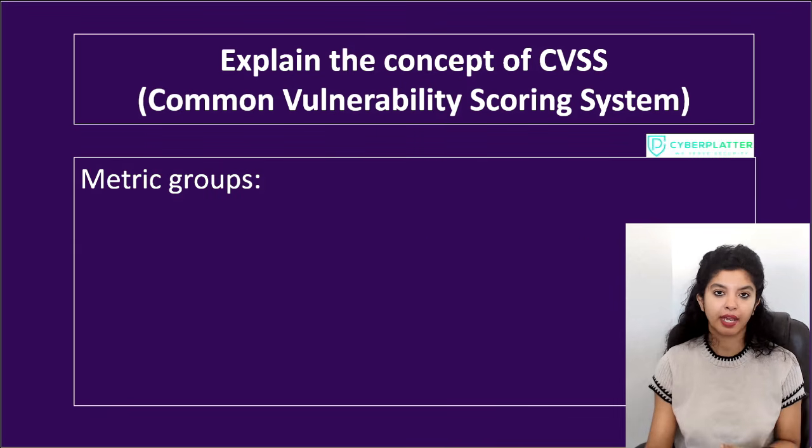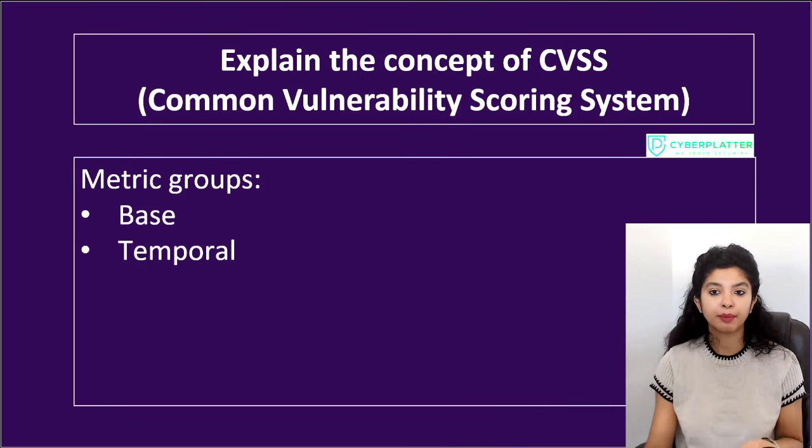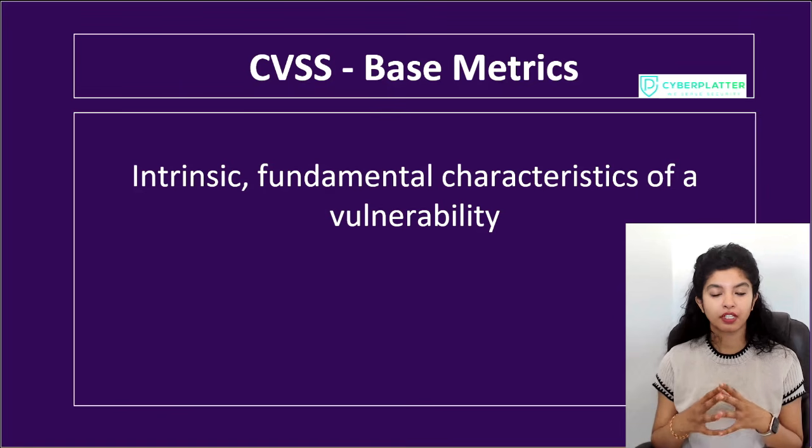CVSS calculates severity using 3 metric groups: base metrics, temporal metrics, and environmental metrics. First one is base metrics. Base metrics describe the intrinsic fundamental characteristics of a vulnerability. So these metrics do not change over time or by environment. Base metrics is derived from other factors.